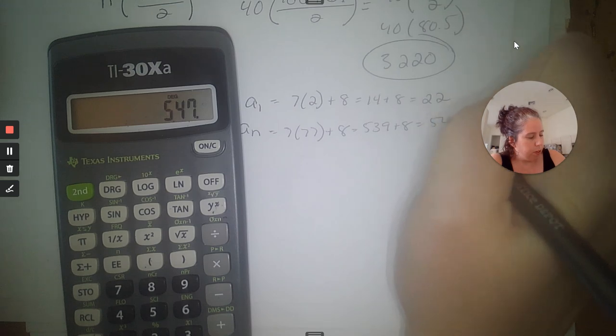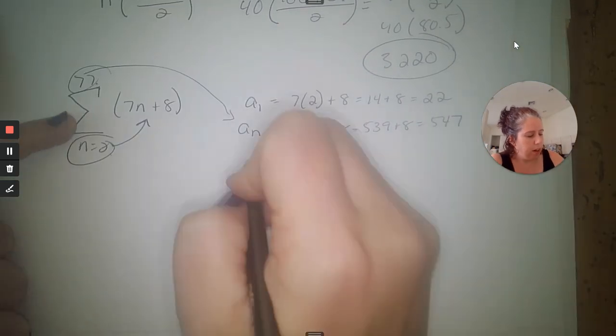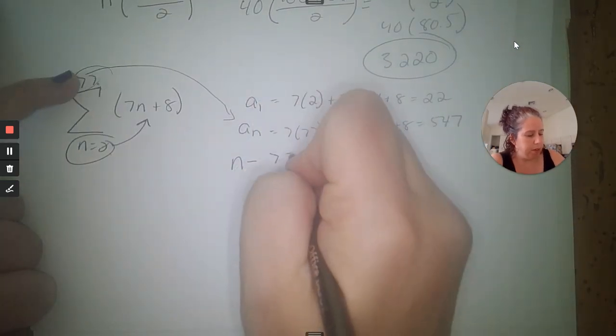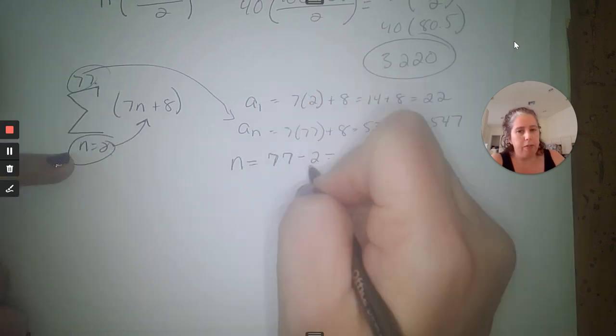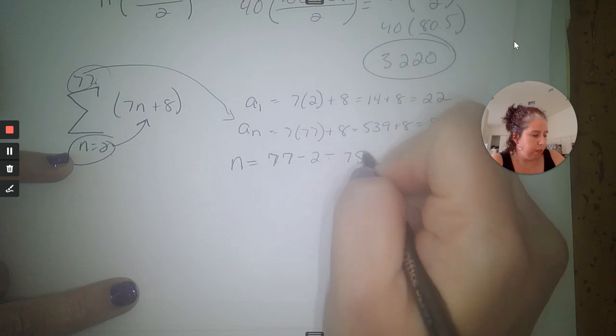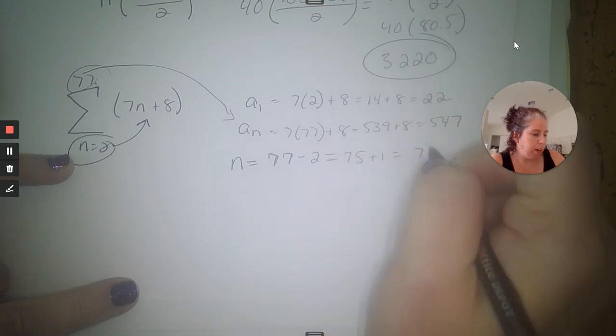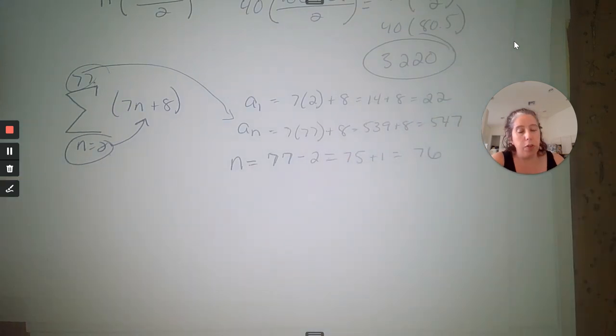That gives me 547. All right, then to get N, top number minus the bottom number. So 77 minus 2 gives me 75. And then add 1 back, it's 76. If you don't believe me that works, just count from 2 to 77 on your fingers. Make sure you start 2, 3, 4, 5, 6, okay? And then come back in like 3 minutes when you're done.